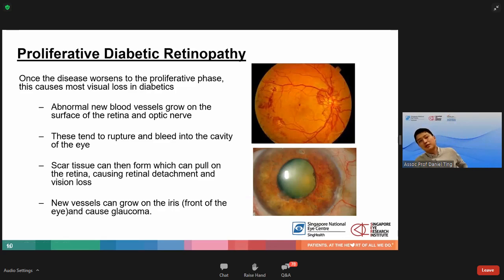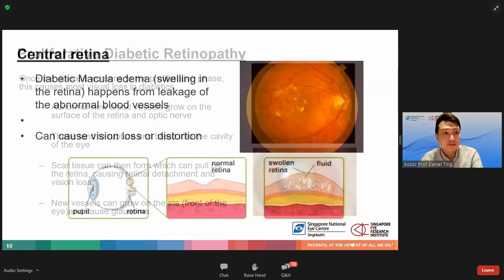Proliferative diabetic retinopathy could cause new blood vessels to form and subsequently cause bleeding into the eye. That would cause sudden blindness as well. Not only that, sometimes it can cause scars to form, causing the retina to detach. As you can see from the picture on the bottom part, new vessels can also form on the iris, which can potentially cause glaucoma as well.